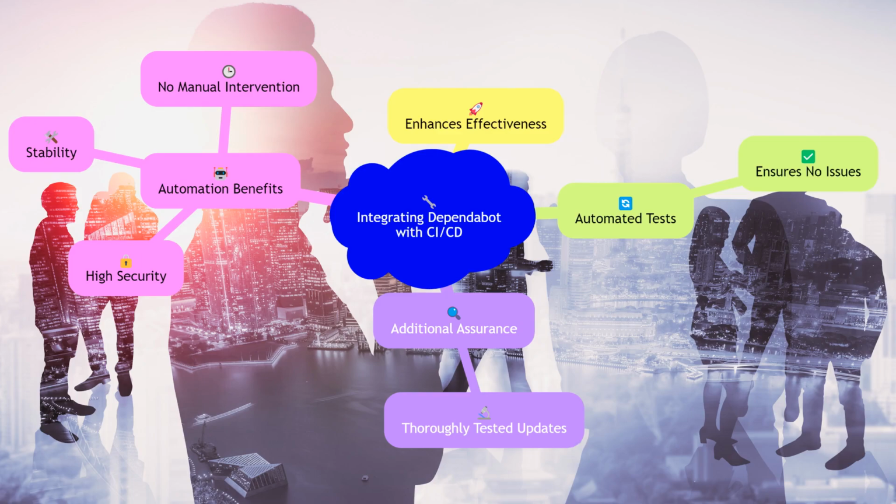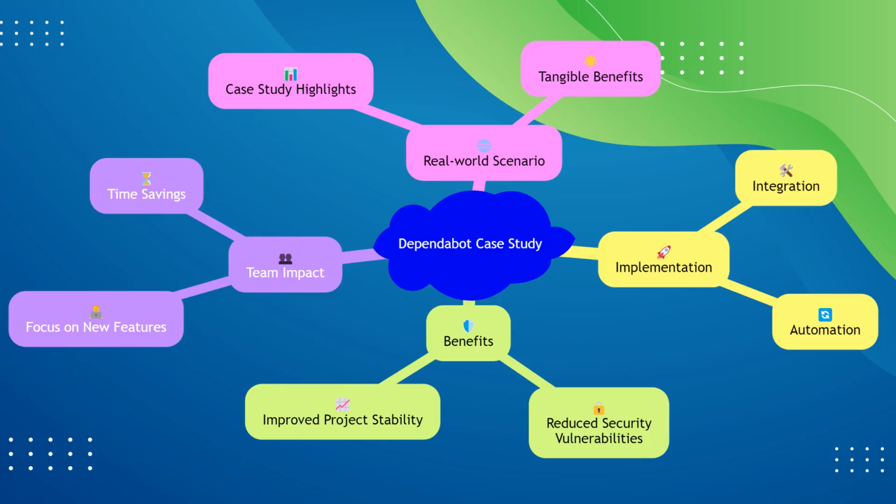Integrating Dependabot with your continuous integration, continuous deployment (CI/CD) pipeline enhances its effectiveness. When Dependabot creates a pull request, it can trigger your CI/CD pipeline to run automated tests, ensuring that the updates do not introduce any issues. This integration provides an additional layer of assurance, as updates are thoroughly tested before being merged. By automating both dependency management and testing, you can maintain a high level of security and stability in your project without manual intervention.